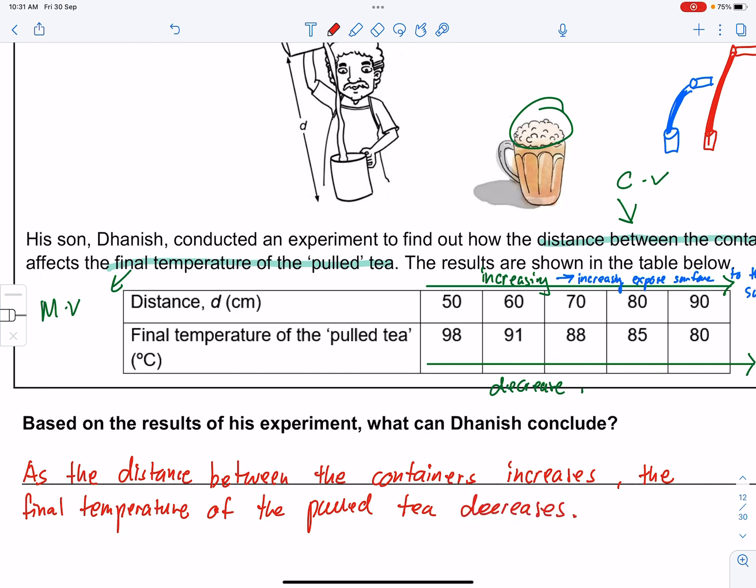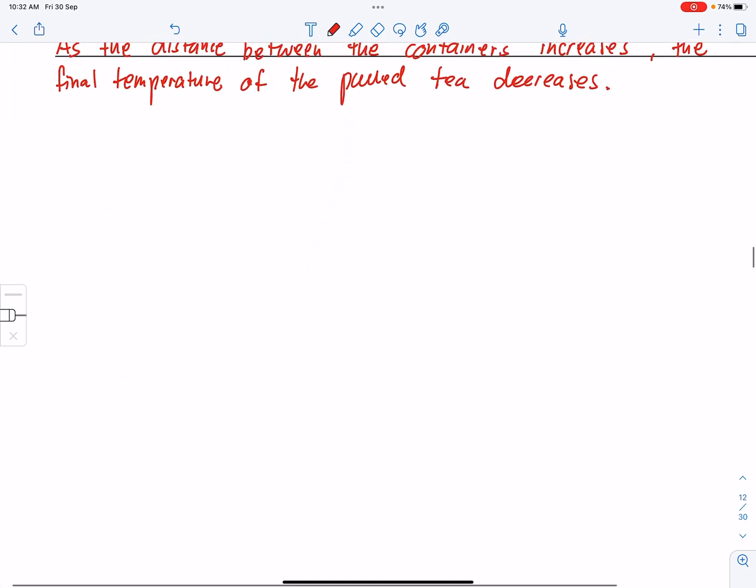So if they ask you to explain why is that so, then you say because as the distance increases, the amount of exposed surface area to the air also increases. Hence, heat can be lost from the pulled tea to the surrounding at a higher rate. Okay? Alright? Next.